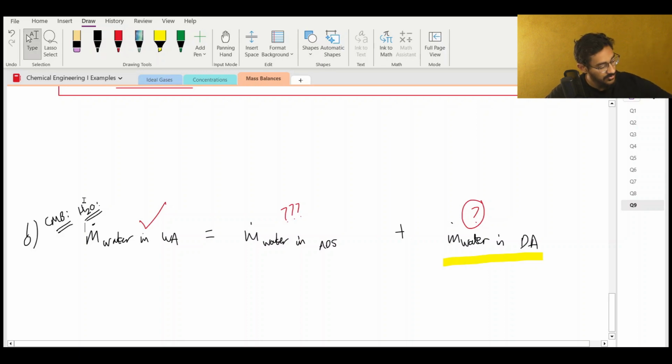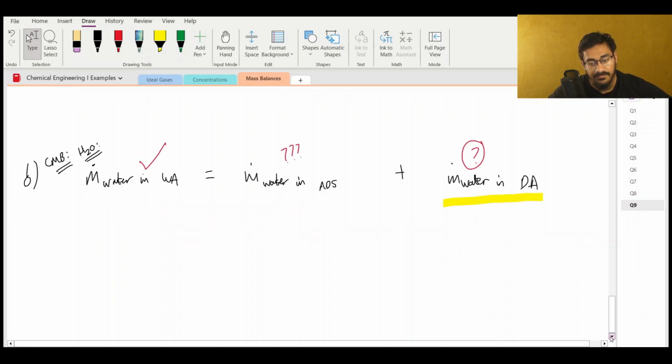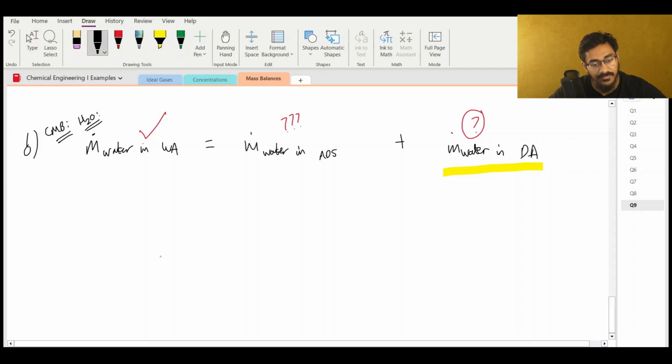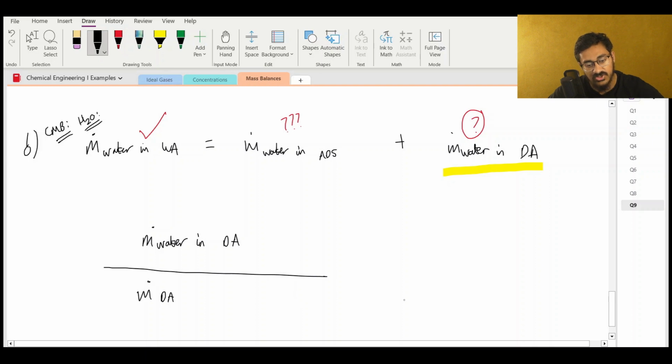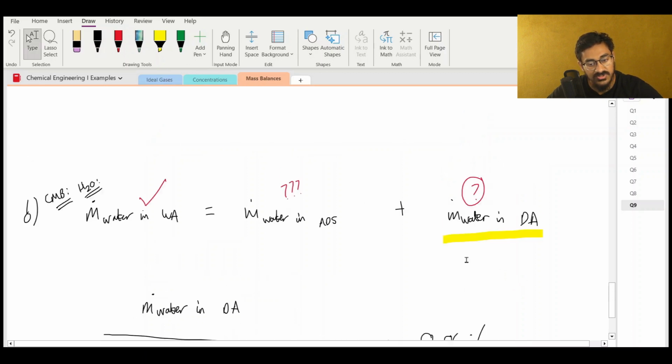Okay, so now we're just going to sit and think a little bit, right? What is the mass of water in the adsorption stream? We don't know. And we want to know what is the mass of water in the dry air stream. Fortunately, they did give me some information. They told me that the mass of water in the dry air stream all over the total mass of the dry air stream must equal 0.06%. Oh, wait, is that 0.06%?